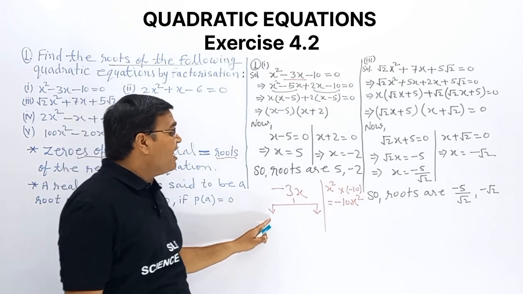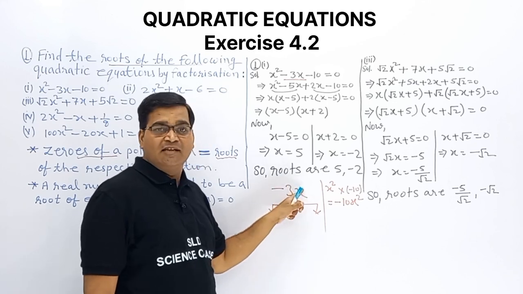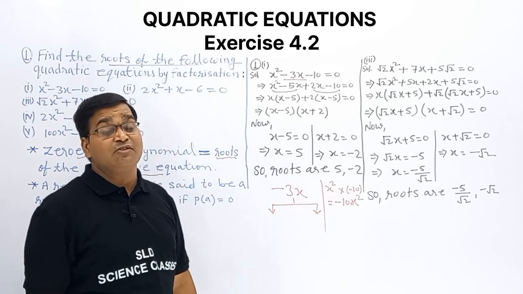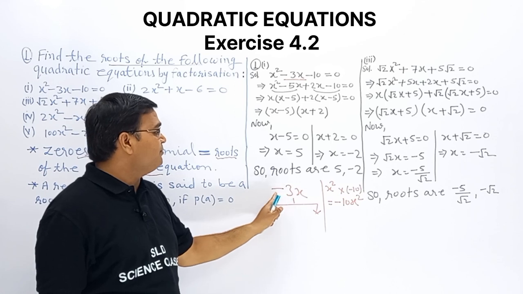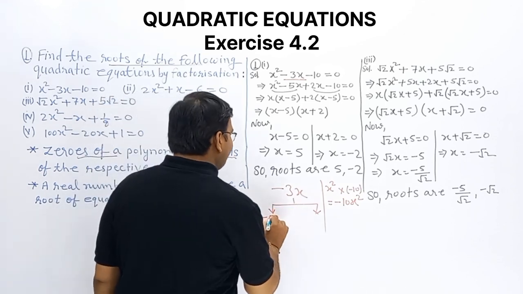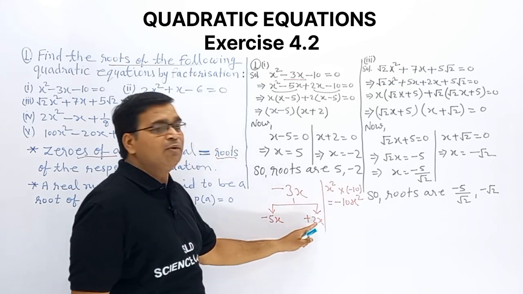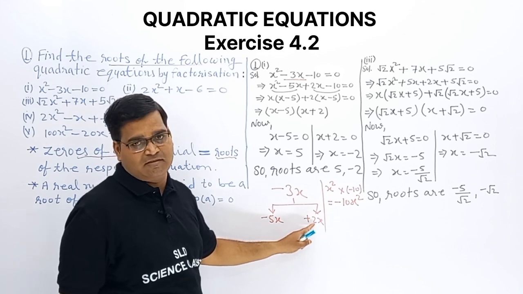Now whatever parts we have, the sum should be equal to -3x and the product of both should be equal to -10x square. Take it this way. So how can we split this one? -3x can be written as -5x plus 2x. Once we add both, -5x plus 2x, what remains? -3x.